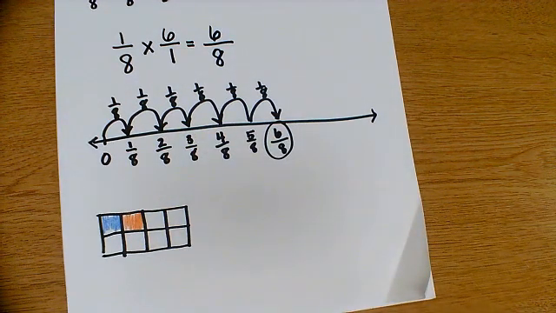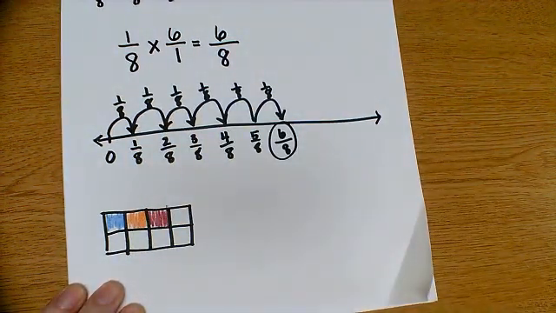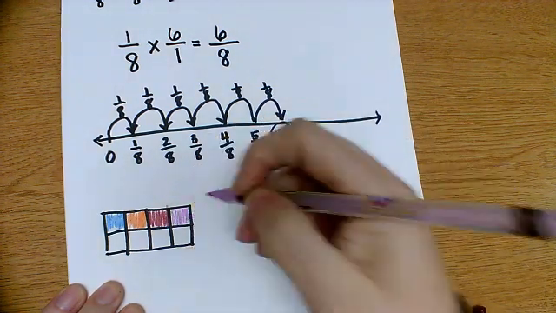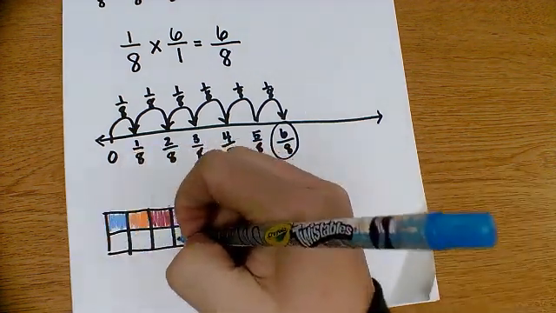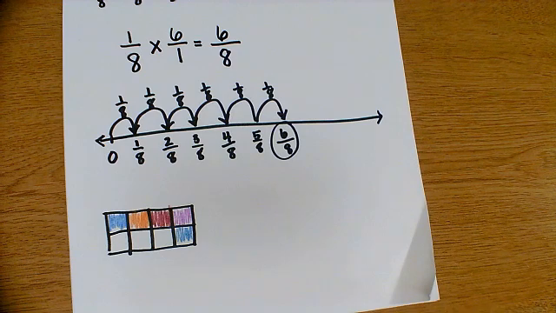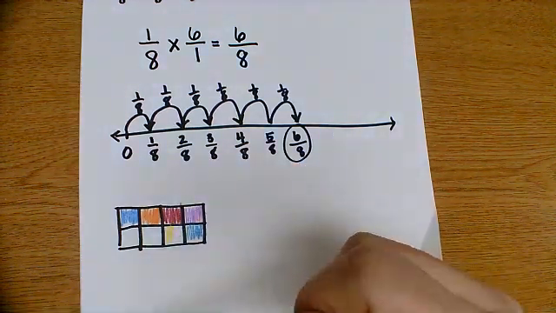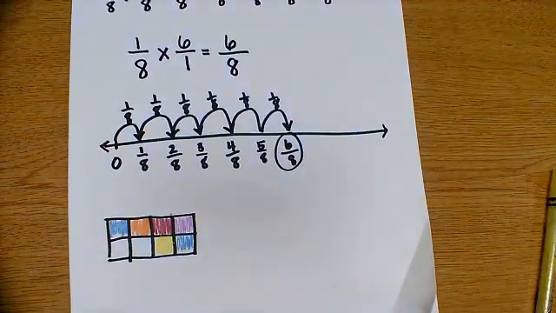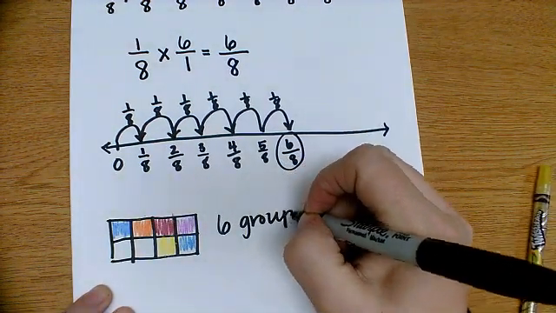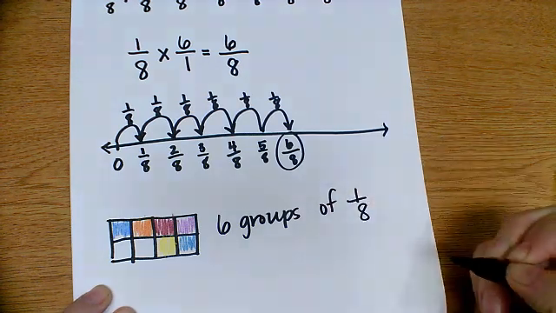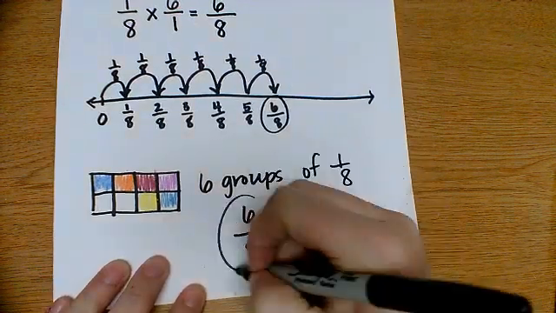2. There's 3 groups. There's 4 groups. There's 5 groups. And there's 6 groups. Oops, that one broke. So again, I have 6 different colors. So I have 6 groups of 1/8. And 6 groups of 1/8 is 6/8.